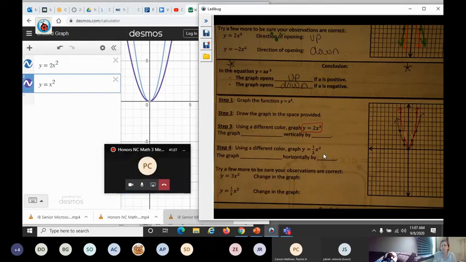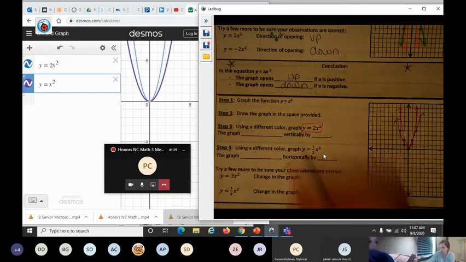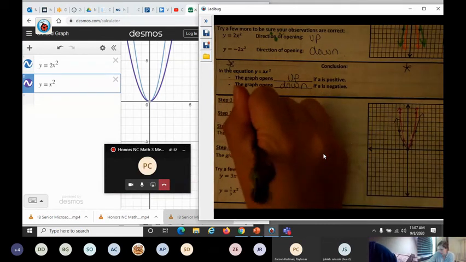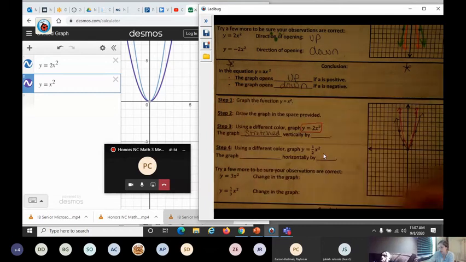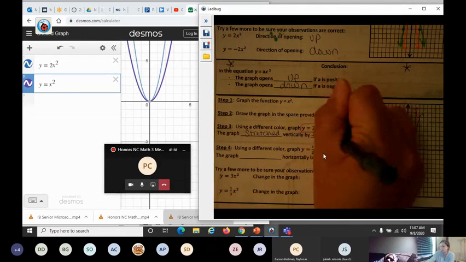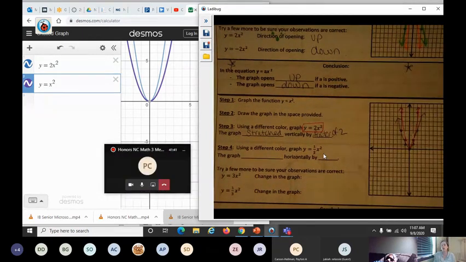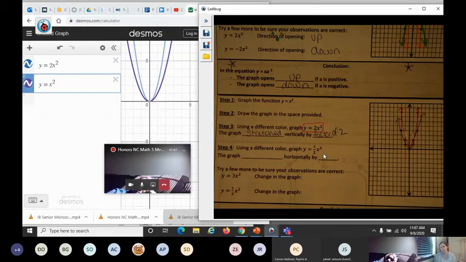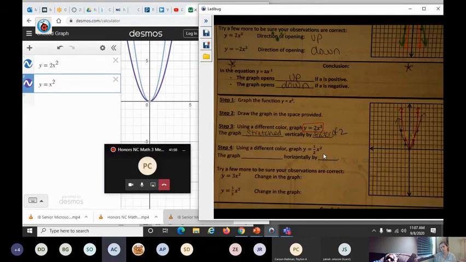So this graph is going to be stretched vertically by a factor of 2. Okay, so what questions do you guys have on that? Do you see how it's stretched out? Yes. Perfect, thank you.